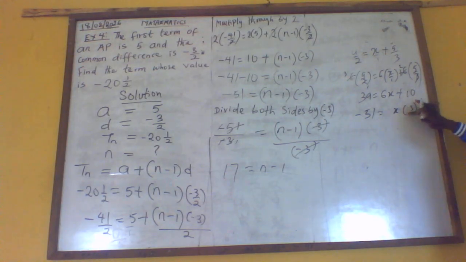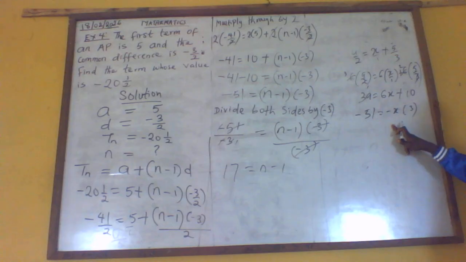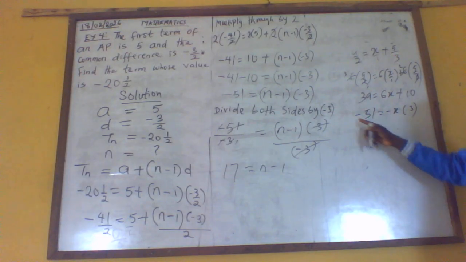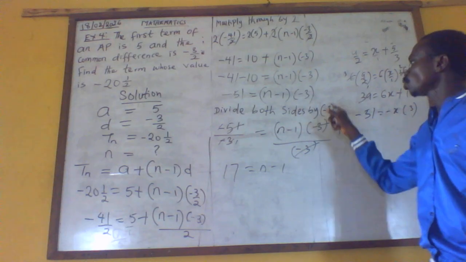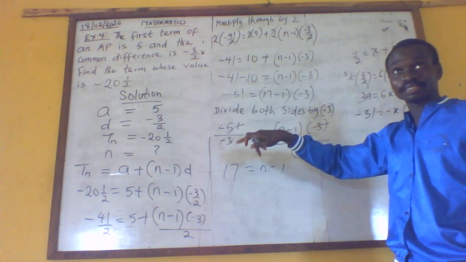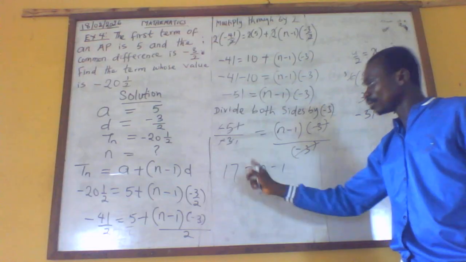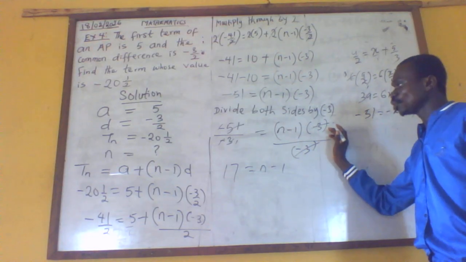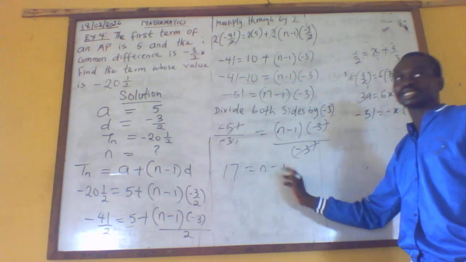Because if I remove this minus here and place it here, I will have 3s, right? At the end of the day, the negative will still have to come and divide this negative. Is that not it? So that's what is happening here. So I can divide both sides by minus 3. So minus 51 can be divided by minus 3. I will get 17. The same thing will happen here. So I'm left with n minus 1 to be 17.